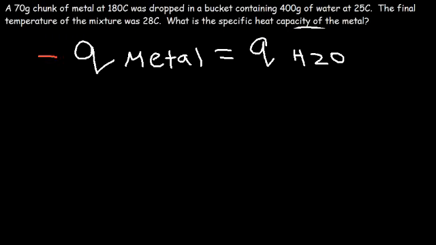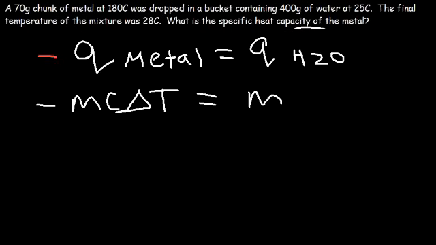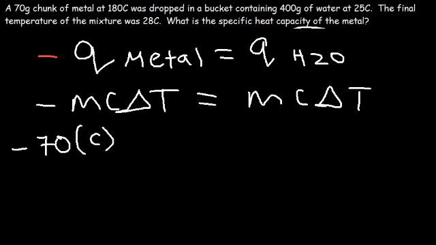Since this is a temperature change problem, we can use the equation Q equals MCΔT. So we have negative MCΔT on the left and positive MCΔT on the right. So the mass of the metal is 70 grams. We're looking for the specific heat capacity of the metal. The final temperature of the metal is 28 minus the initial temperature, which is 180.